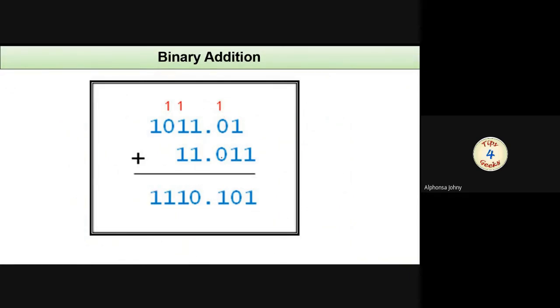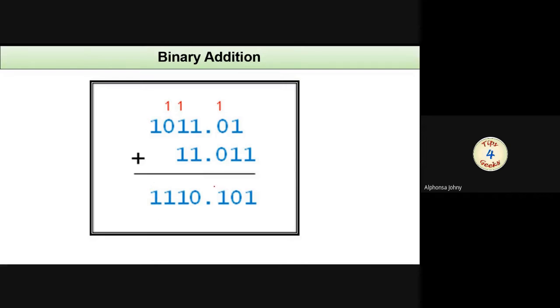So 1 plus 0, the answer is 1. The binary point is just copied. Then 1 plus 1, answer is 0 with a carry 1. We have to add these two ones, 1 plus 1 is 0 with a carry 1. It is forwarded to higher bit position. 0 plus 1, the answer is 1. Here is a 1 as carry, and there is no bit to perform addition. So 1 plus 0 is equal to 1, and this 1 is copied to here.